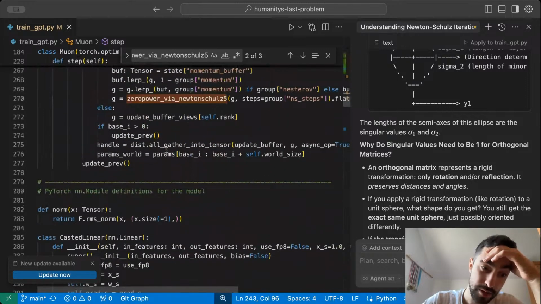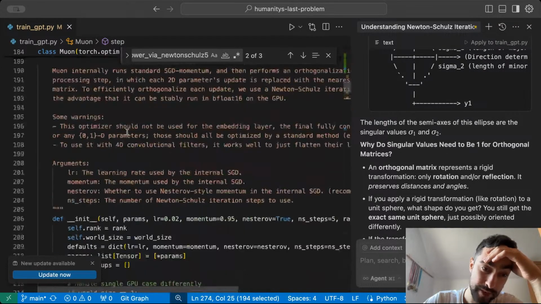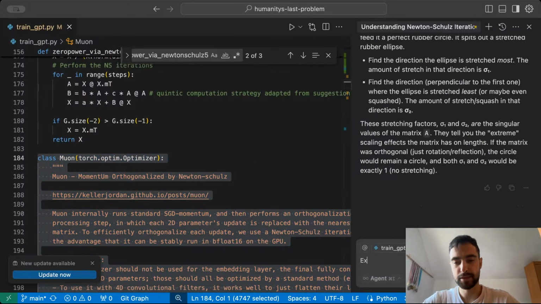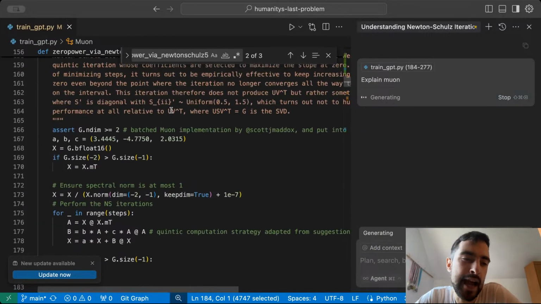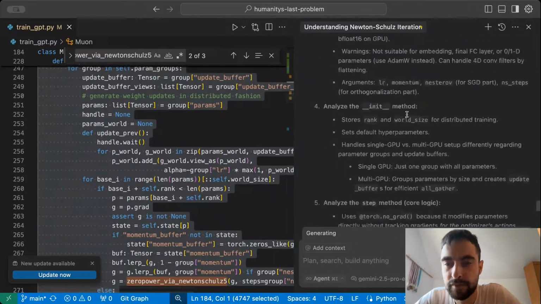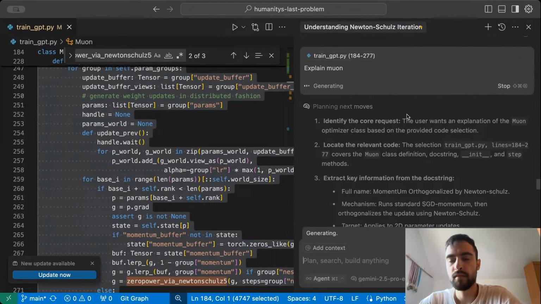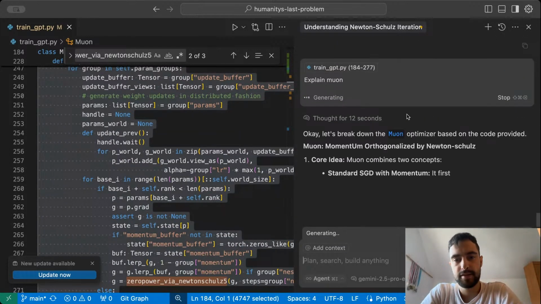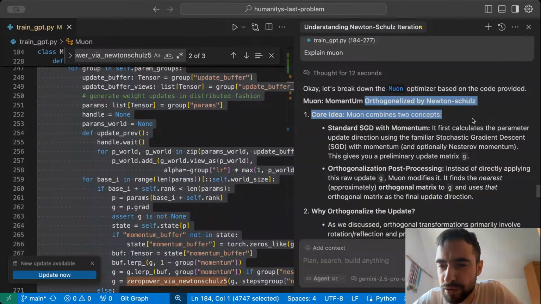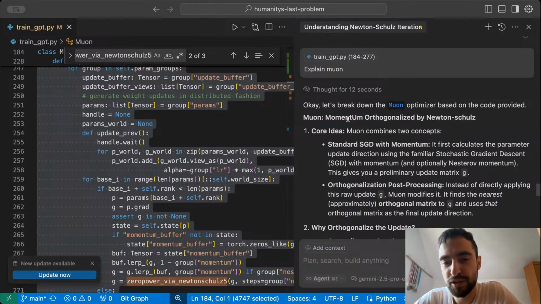I guess right now I'll just tell it to explain the Muon optimizer. Add to chat. Explain Muon. Okay, let's see. I guess now we're able to understand it a little bit easier. Okay. Let's break down the Muon optimizer based on the code provided. Momentum orthogonalized by Newton-Schulz. That's where the name comes from. We have momentum orthogonalization.